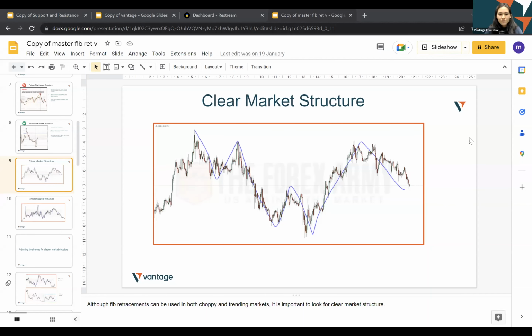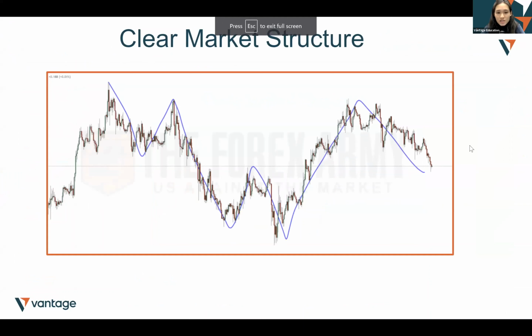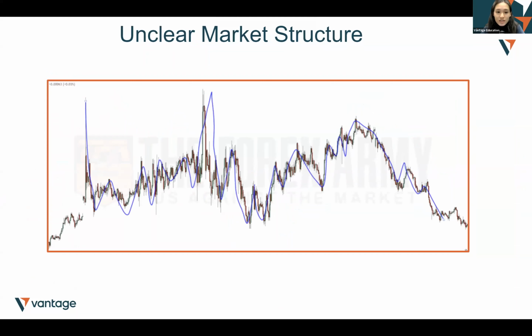Okay, I've got it. Let me just share screen. So here's an example of a clear market structure, like I mentioned earlier. This is what you want to look out for before starting your analysis. Here's an example of an unclear market structure.